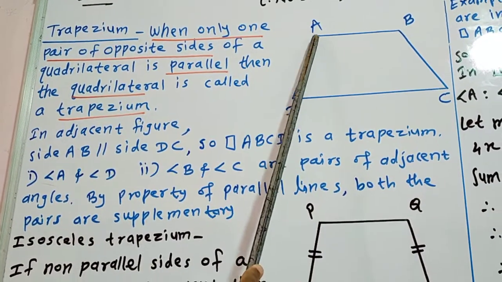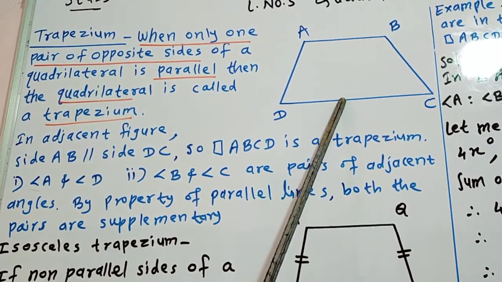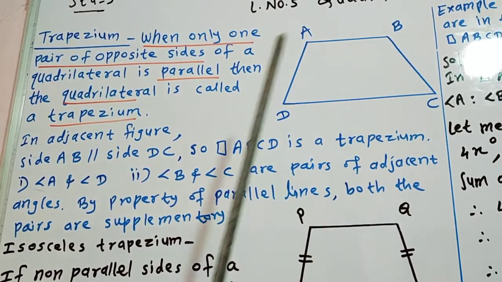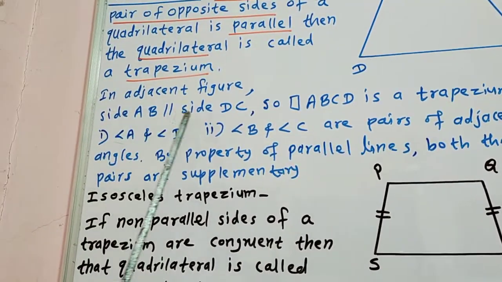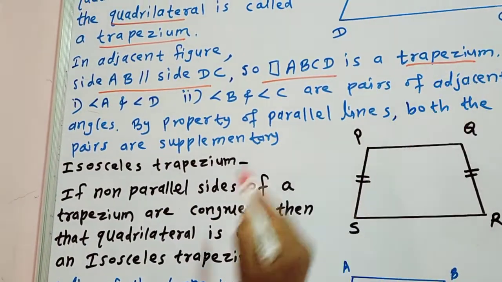In this figure, quadrilateral ABCD is given. Here AB is parallel to DC. That's why it is a trapezium. But remember, AD is not parallel to BC. See here, side AB is parallel to DC. Therefore, ABCD is a trapezium.